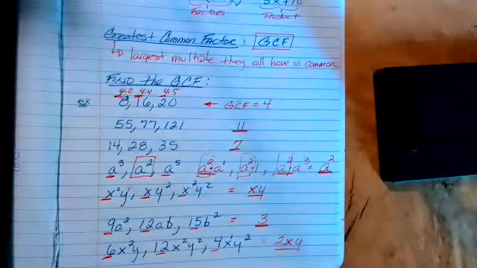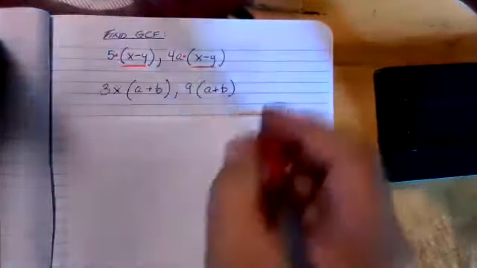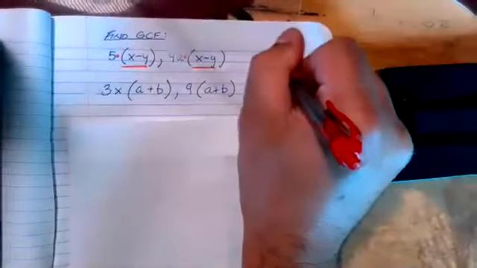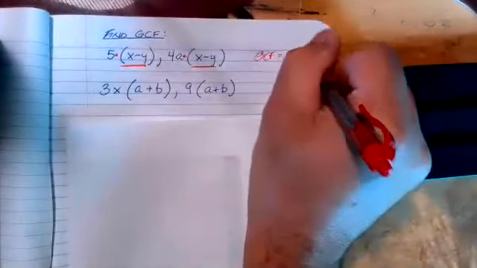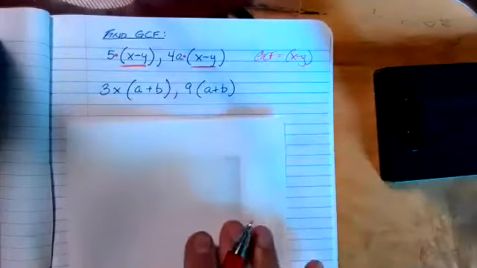All right, let's turn the page. So here we're looking for a GCF also. I have 5(x minus y) and 4a(x minus y). What do they both have in common? Attached by multiplication, my GCF is x minus y. Agree? Yeah. Next.